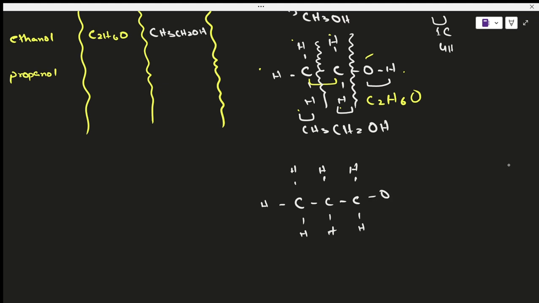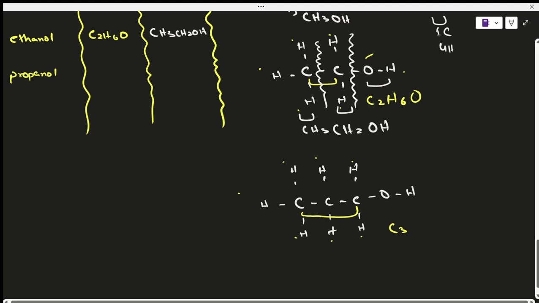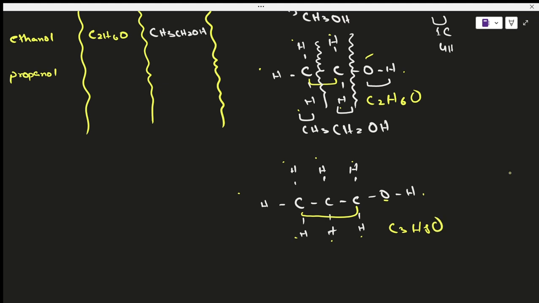Now for propanol, again, if I were to write the molecular formula, you can just count the number of different atoms. So you've got 3 carbons, so that makes it C3. You've got 1, 2, 3, 4, 5, 6, 7, 8 hydrogens and an oxygen molecule. So that makes it C3H8O. And that's your molecular form.